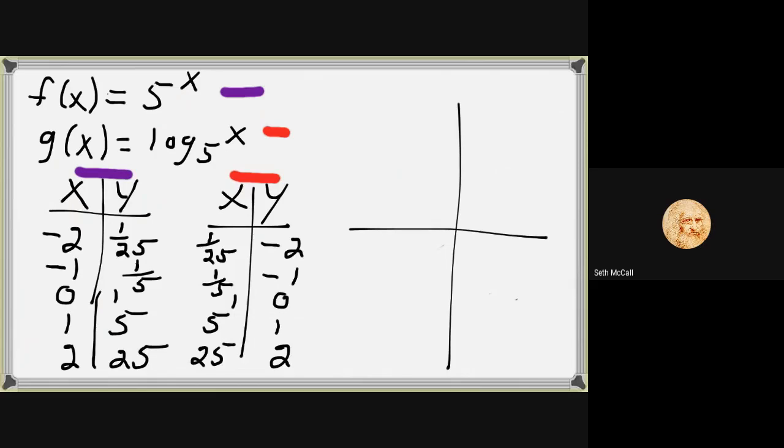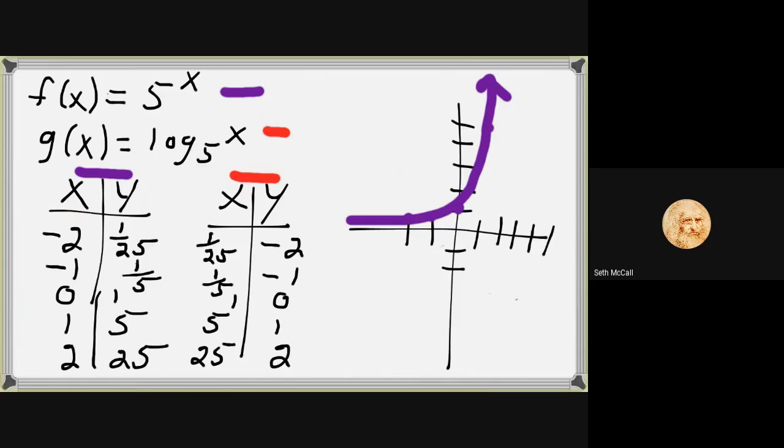I draw this. We're going to graph this in purple first. So we'll be like right here, then right there. Obviously, I'm estimating those fractions. And then we have 1, 5, which would be there. And then 25 is way too high. You can see there's our exponential graph.